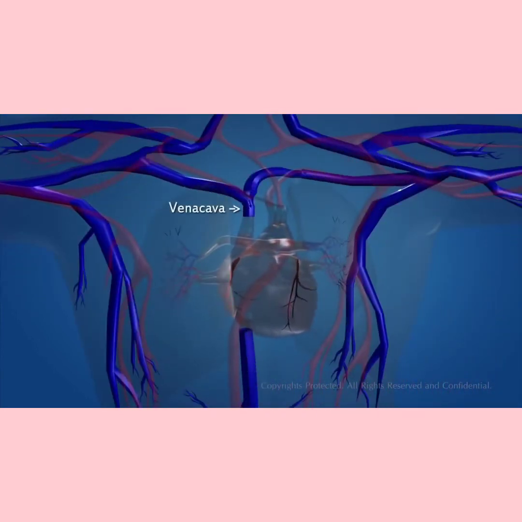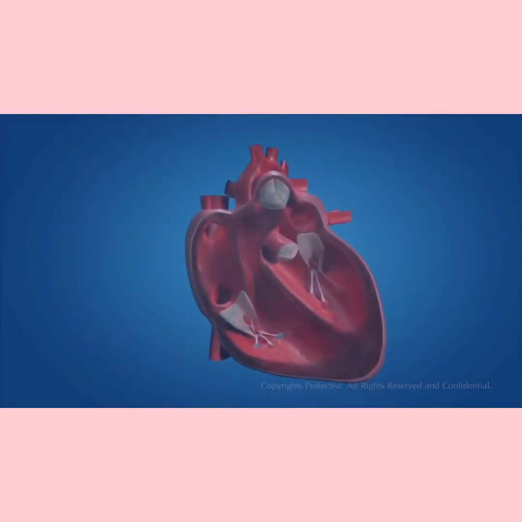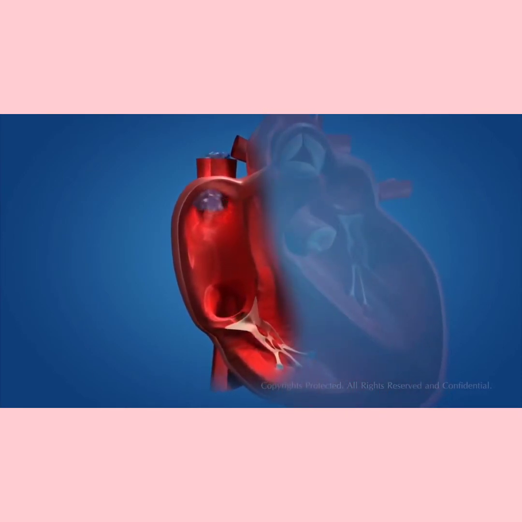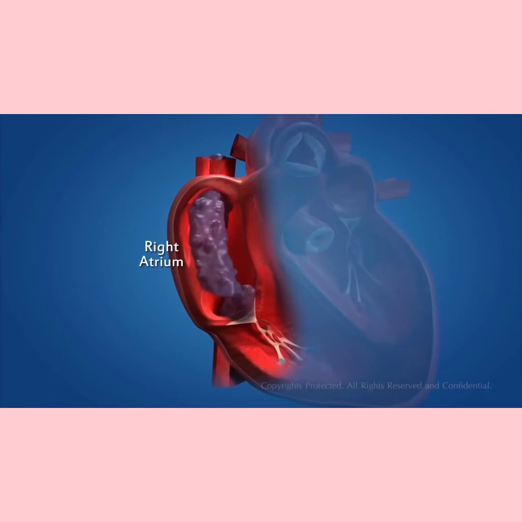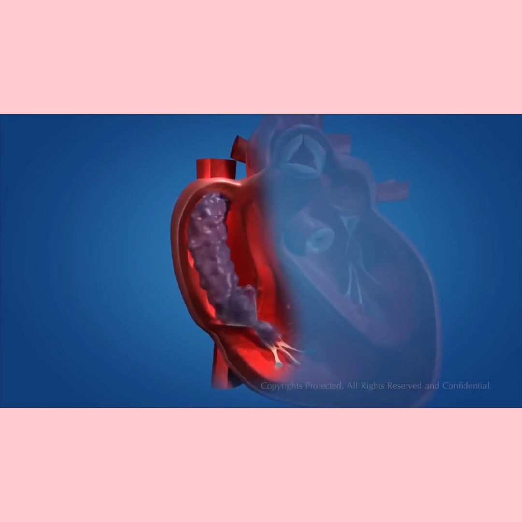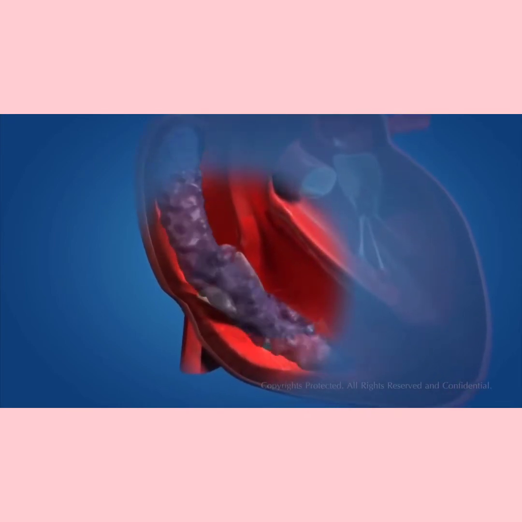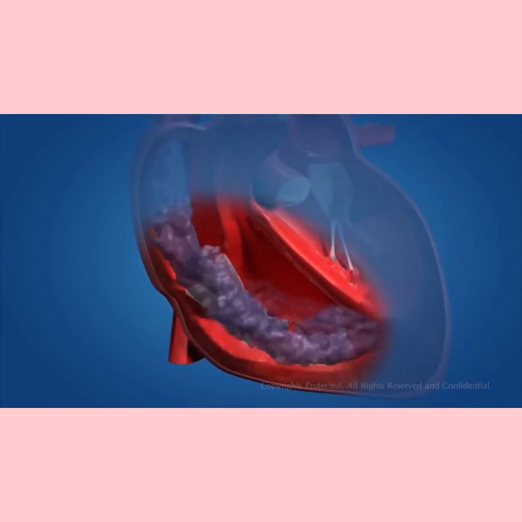The blood vessels that carry deoxygenated blood to the heart are known as the Vena Cava. The deoxygenated blood from different parts of the body enters the upper right chamber of the heart, which is called the right atrium. The right atrium contracts, allowing the blood to flow into the right ventricle through the one-way valve.